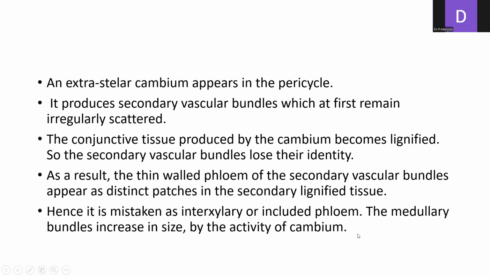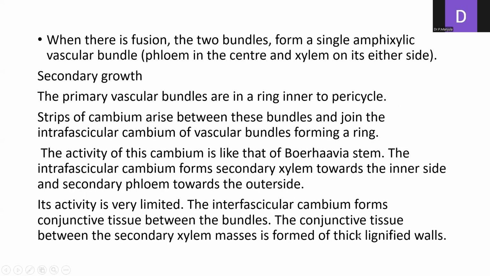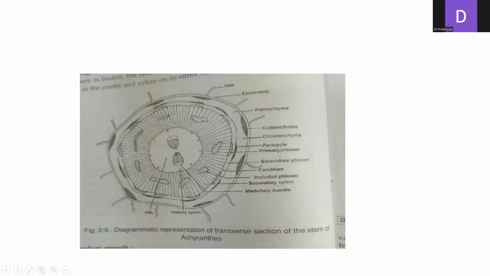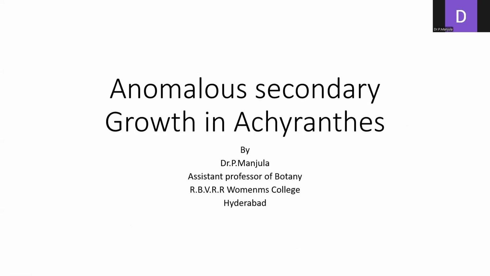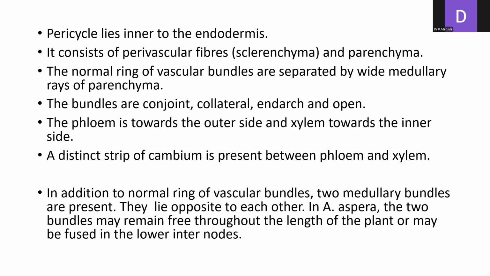Okay, so this is about the anomalous growth. The main points are here. The internal structure of Achyranthes is similar, but the special character is the presence of medullary vascular bundles in the center. They do not have any activity, and they may be fused. They are not involved in normal secondary growth; they are free, and only the vascular bundles are involved during the formation of secondary growth.